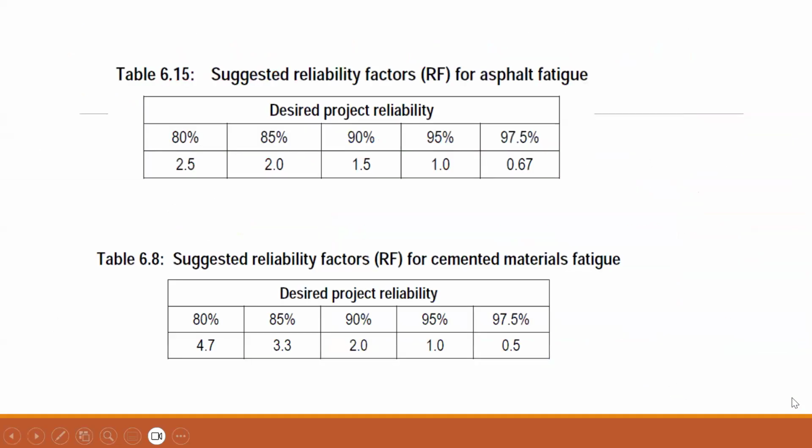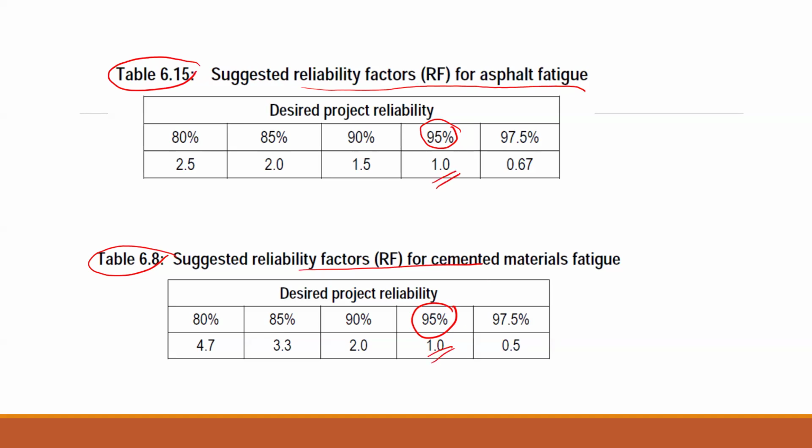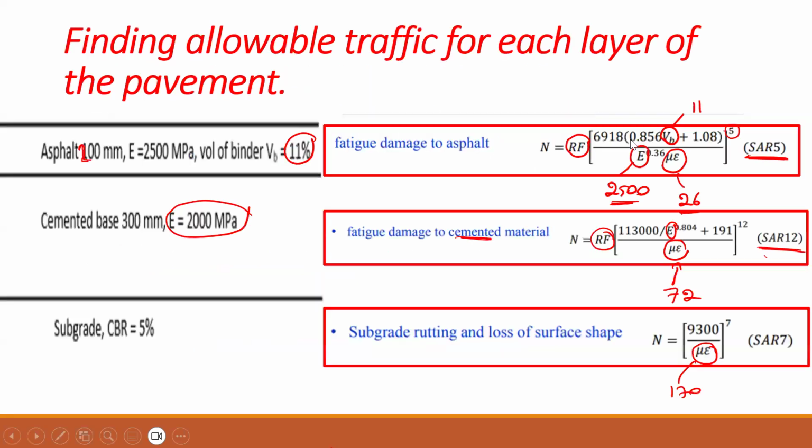Okay. So when you go here, these tables 6.15 and 6.8 are from the Austroads guide. Suggested reliability factors for asphalt. We have 95% of project reliability, so we can find the reliability factor for both cemented and asphalt, it is 1. Am I right? So we can now go and put these values here and find this allowable traffic. Can you please find me just maybe one for asphalt?